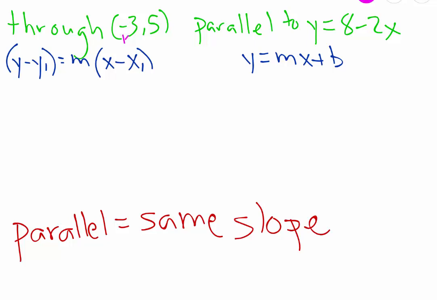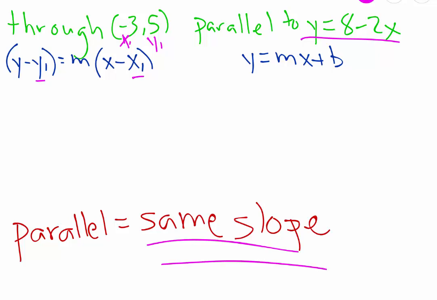For this example, -3, 5. That is going to be our x1 and our y1 that we're going to plug into our equation here. The only other thing that we need in order to really wrap up this problem is the slope. We're going to plug in a point, we're going to plug in the slope. Now, if you were told that your line is parallel to this equation, parallel means the same slope. So whatever slope this line has is the slope that we want to use.